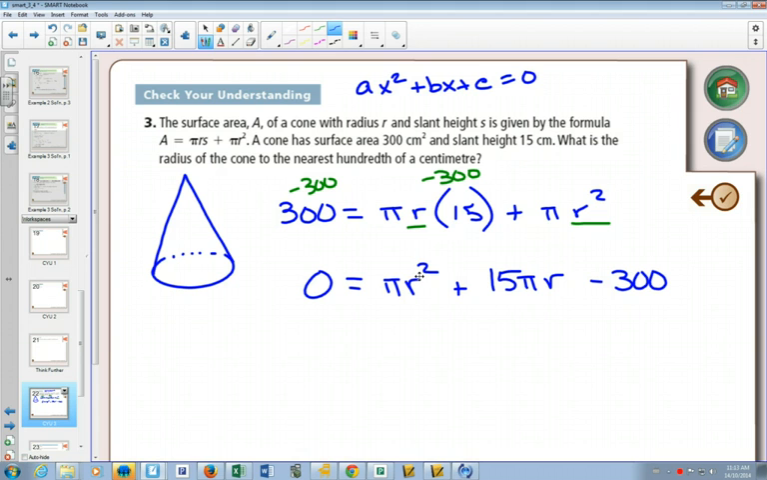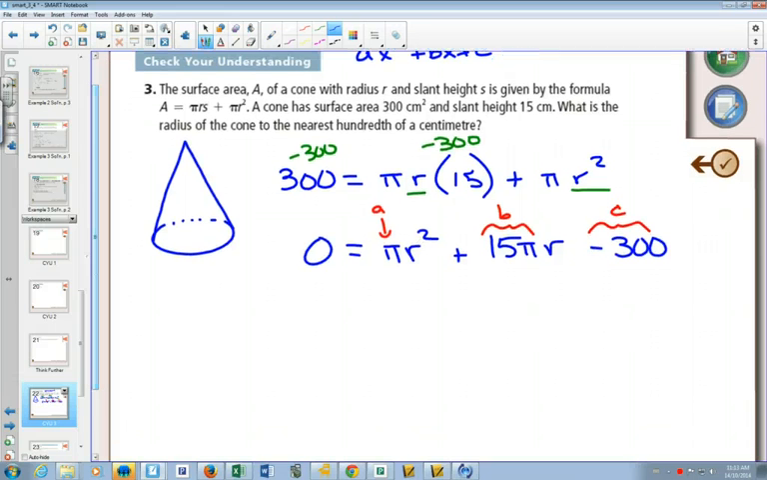So now, here we have our a value. These two together are our b value. And here we have our c value. So we can look and use the quadratic formula. Now, the quadratic formula says x equals, but this time our variable is r, so we'll do r equals.